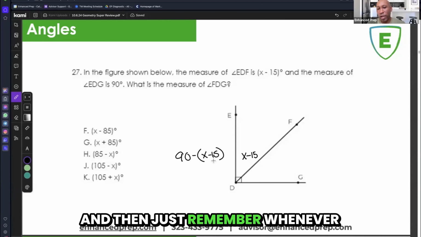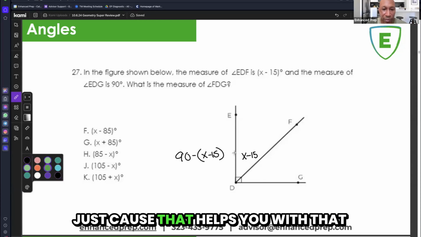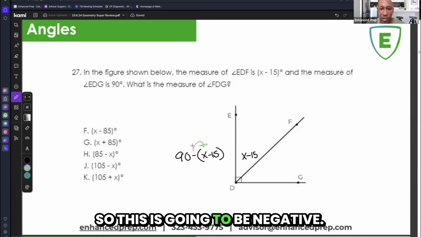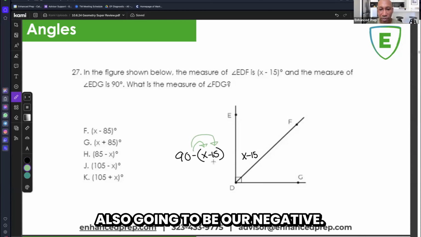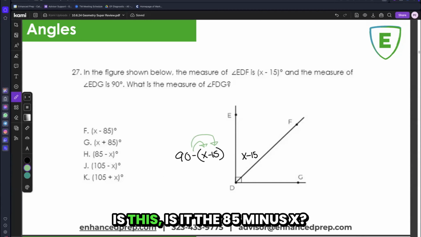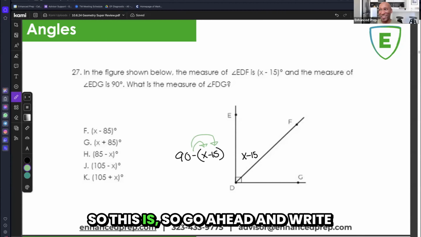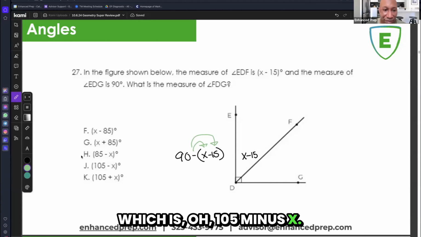And then just remember, whenever you're plugging in a value, always put parentheses around it where there's going to be a negative, just because that helps you with that distribution. So this is going to be negative, and then we know this right here is also going to be negative. So now we're looking for FDG. What is FDG going to be once we do our math out? Is it the 85 minus x? Go ahead, write it out on your paper. Okay, so it'll be 90 minus x plus 15, which is 105 minus x. Cool. There we go.